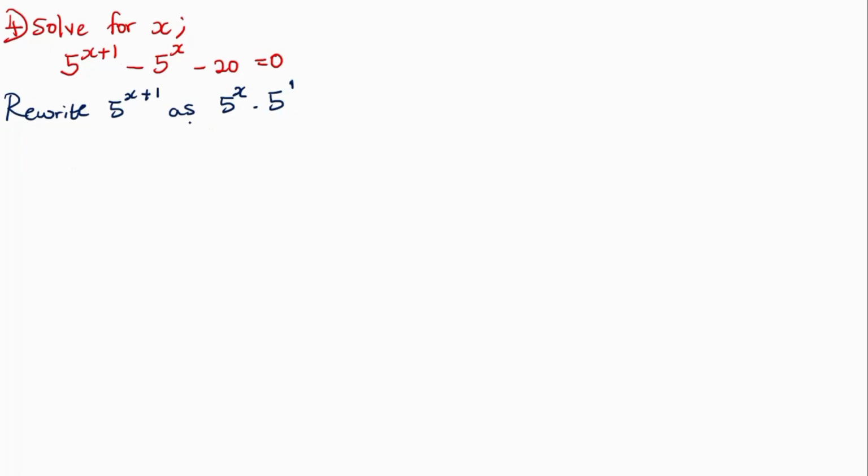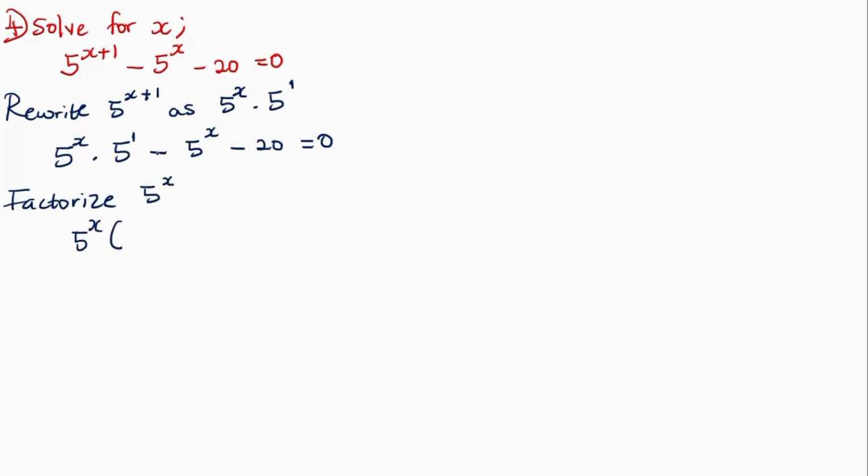So the question becomes 5^x multiplied by 5 raised to the power of 1 minus 5^x minus 20 is equal to 0. So this becomes our new equation. All we want to do next is to simply factorize. We want to factorize 5^x. So factorizing 5^x, from this we have 5^x into, so from this is 5 left, so we have 5 minus 1, minus 20 is equal to 0. If we simply open up this bracket, this becomes 5^x into 5 minus 1, which is 4, minus 20, which is equal to 0.